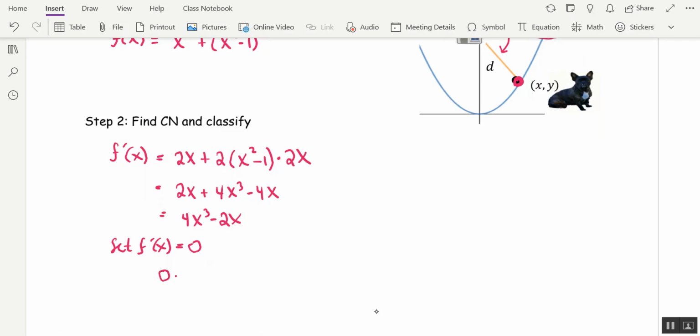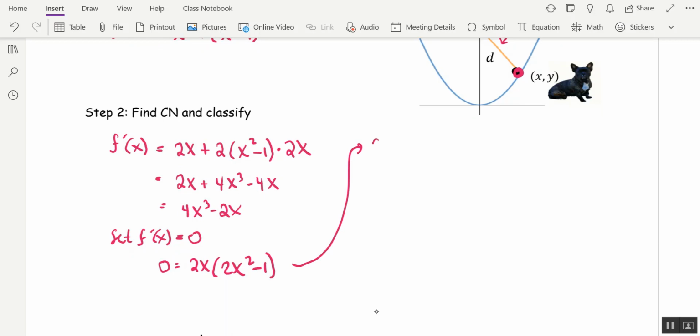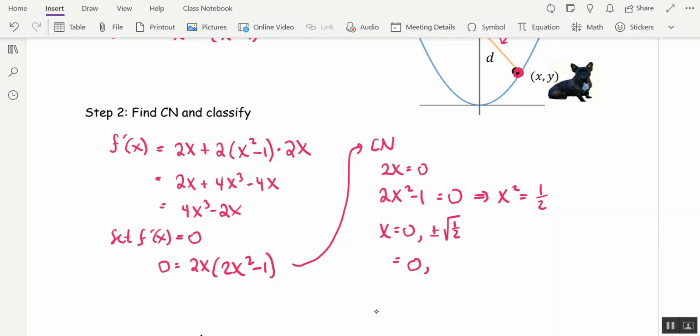So we have 0 equals, I'm going to factor the 2x out, 2x times (2x squared minus 1). So our critical numbers will be when 2x is 0 and when 2x squared minus 1 is 0. And the second equation means x squared is a half. So the first equation, 2x equals 0, gives me x is 0. And the second equation gives me 2 critical numbers, x equals plus or minus the square root of 1/2, which we can simplify as 0 and plus or minus 1 over root 2.